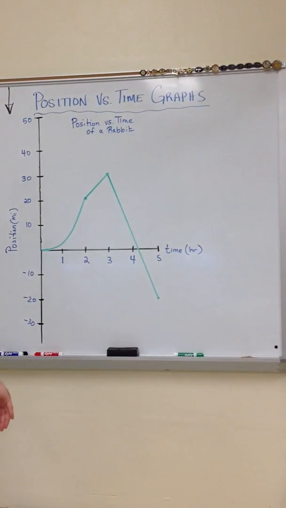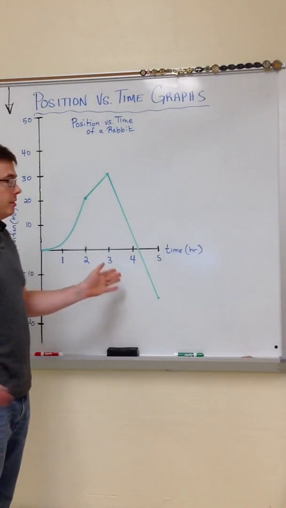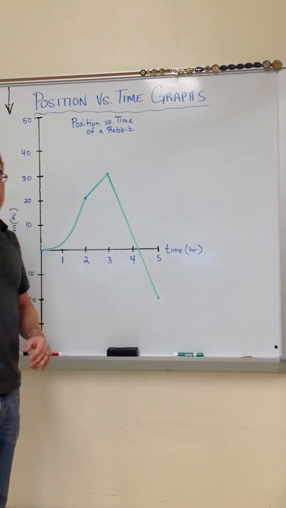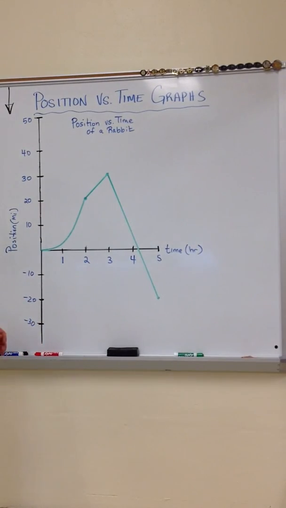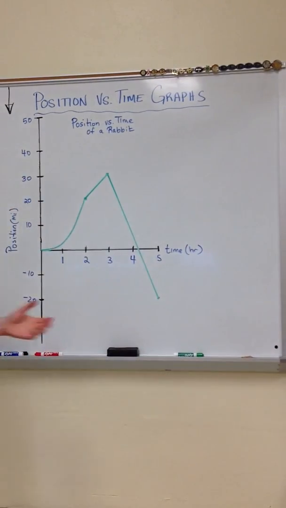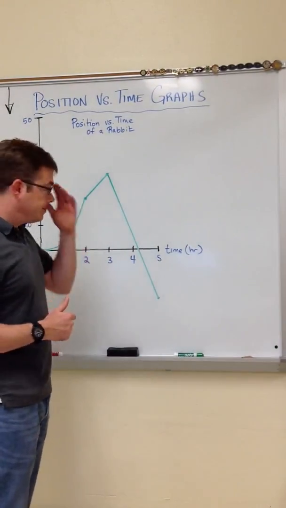So we're looking at the position of a rabbit over the course of 5 hours, changing its position in miles. Now, if you look at it, you can tell that there are really three distinctive parts to this graph. There's a curve, then there's a diagonal, and then there's a separate downward sloping diagonal. Okay, so what really do those mean?